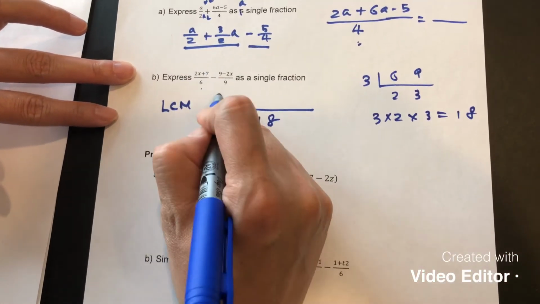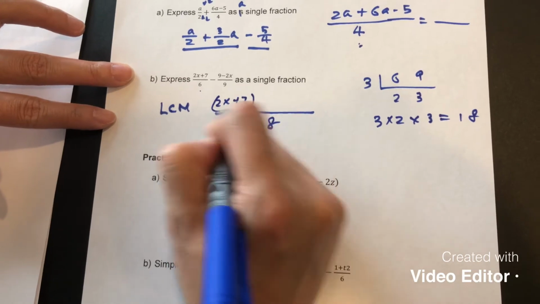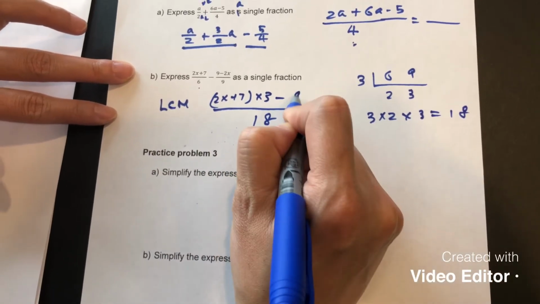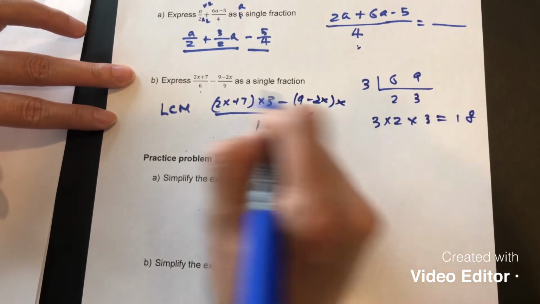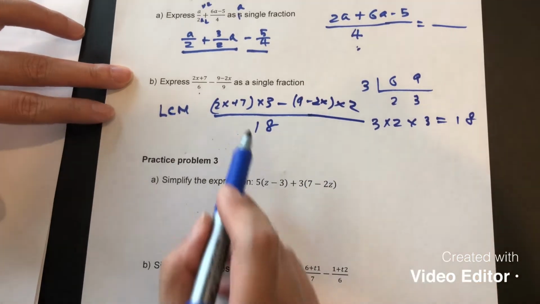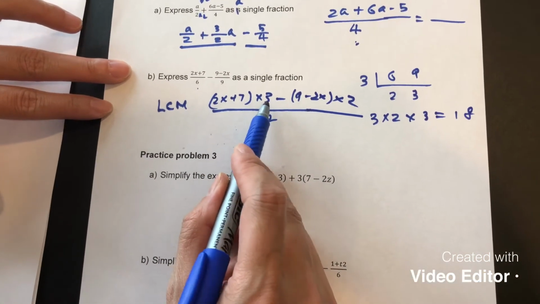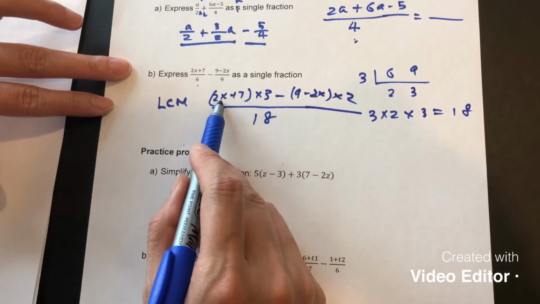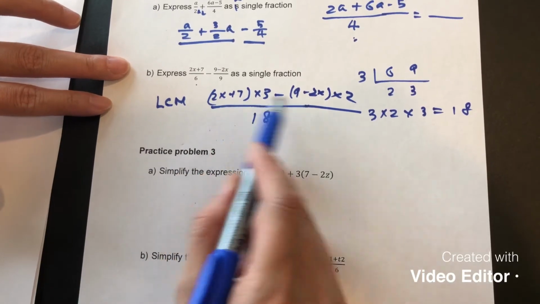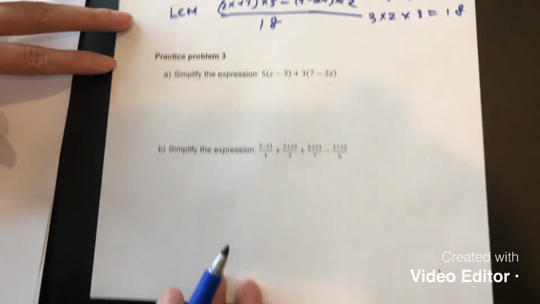Here, the top has to multiply by 3, minus, this has to multiply by 2. You break the brackets using distributive properties, and you collect like terms for x and all the numbers, that will give you the final answer.